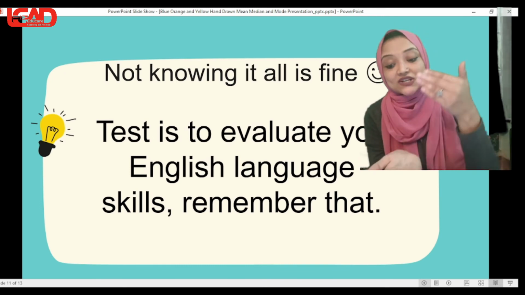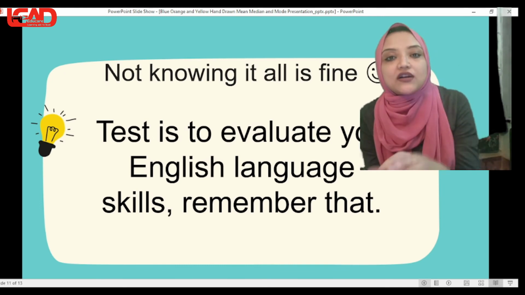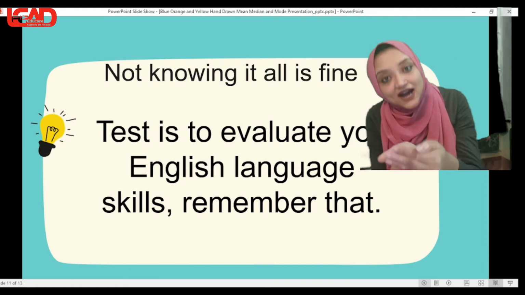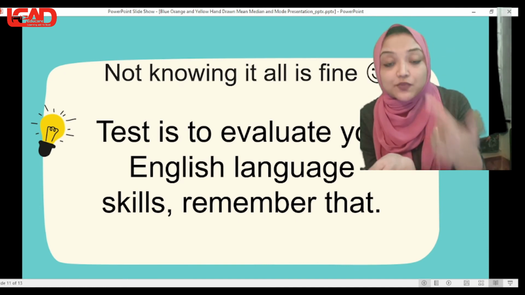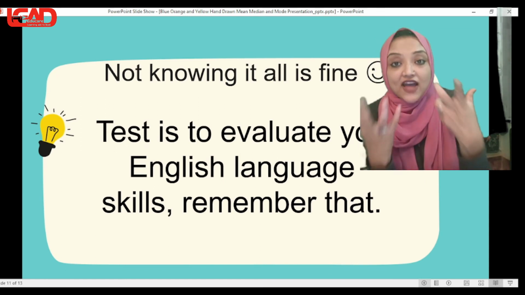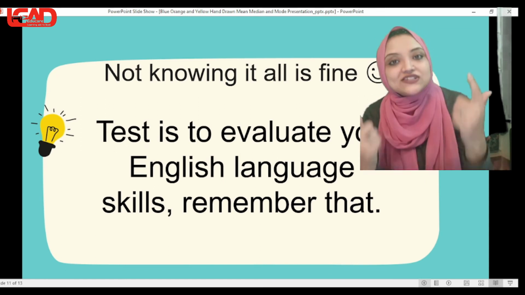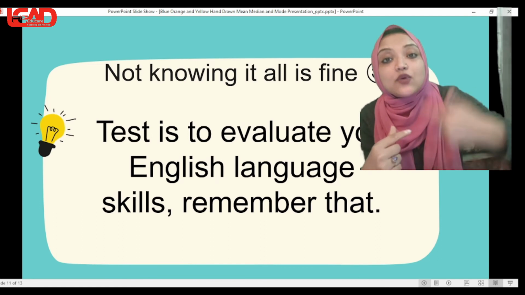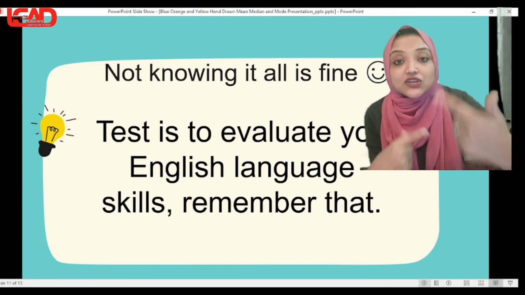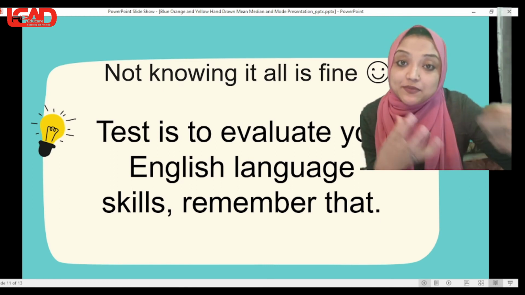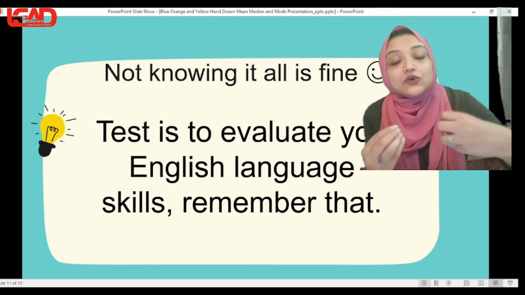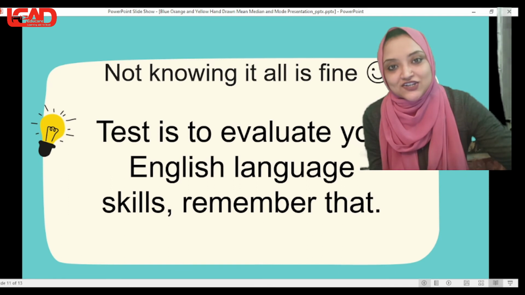So see, you are saying that you don't know about this topic, but you're expressing the fact that you don't know using the English language, which they want to evaluate. That is what the exam is about, whether you can express yourself using the English language.